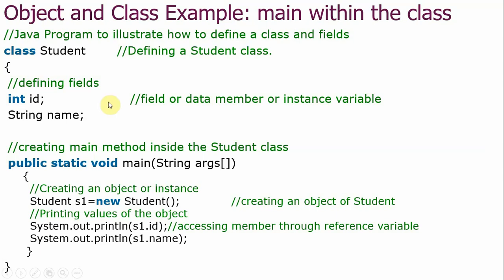So that is an object and class example where the method is defined inside the class. Class Student, fields or instance variables, and only one single method, that is the main method, within the class only. If you observe the flower brackets, you will find whether it is inside or outside. Okay, so that is about the example.